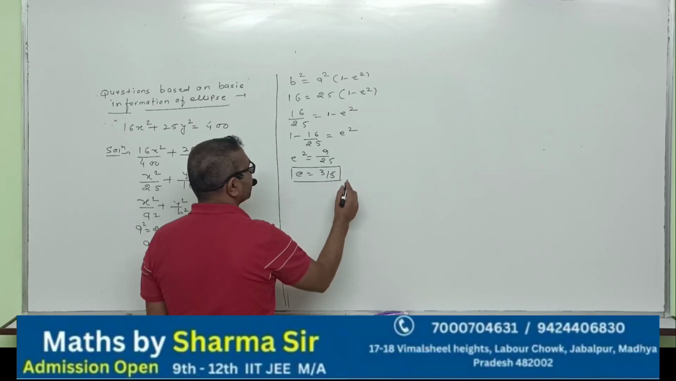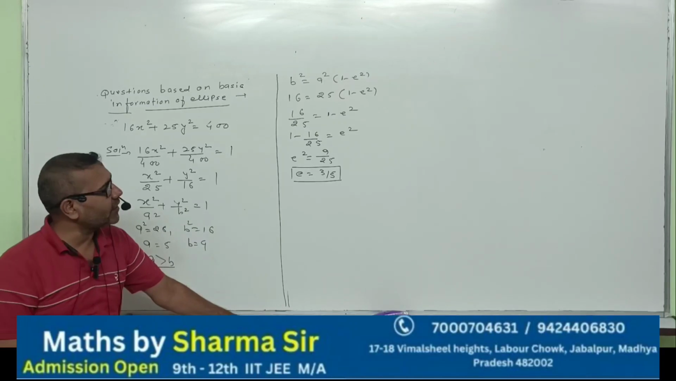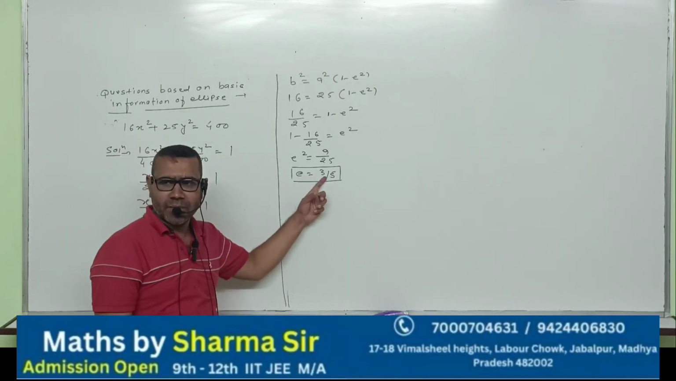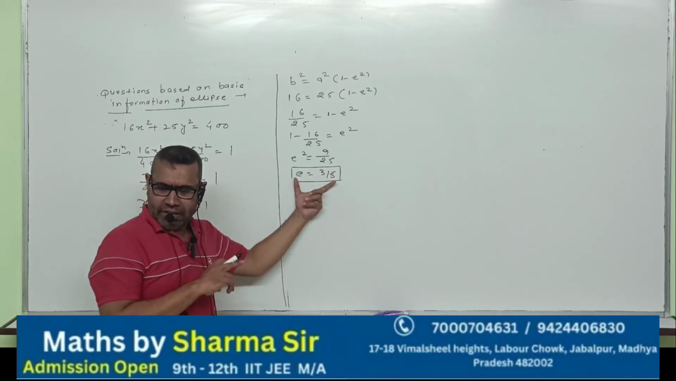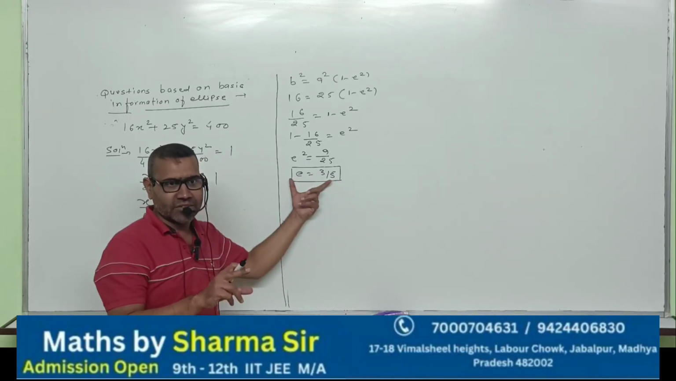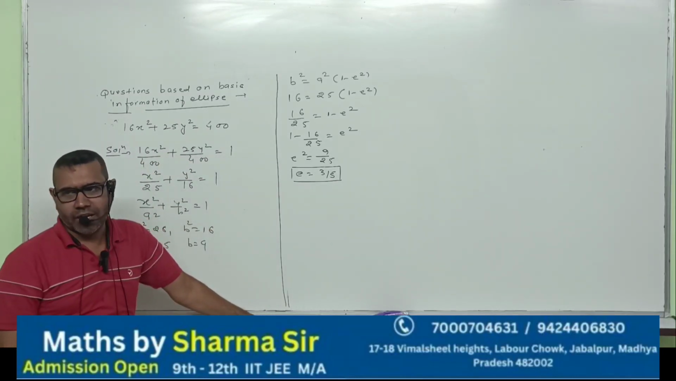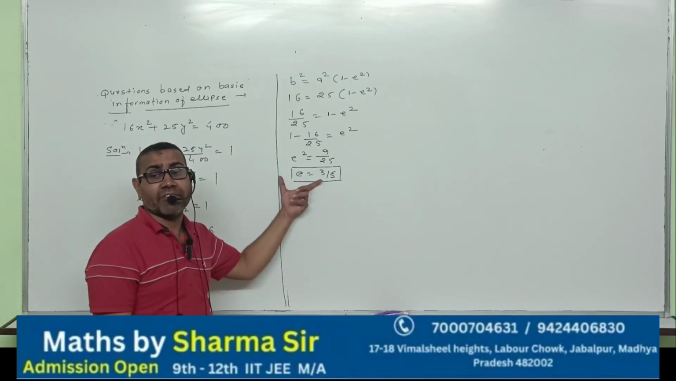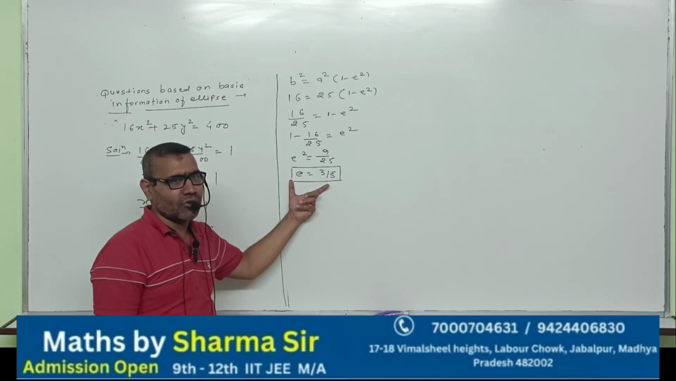Thus, I have got a most important and vital result, that is the eccentricity of this ellipse, 3/5. Check whether this number is less than 1 or greater than 1. Definitely this number is going to be less than 1. If by mistake e greater than 1 comes, understand that you have made some calculation mistake, because eccentricity of ellipse can never be greater than 1. It is always going to be less than 1.